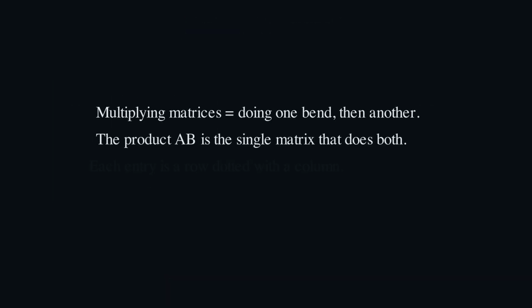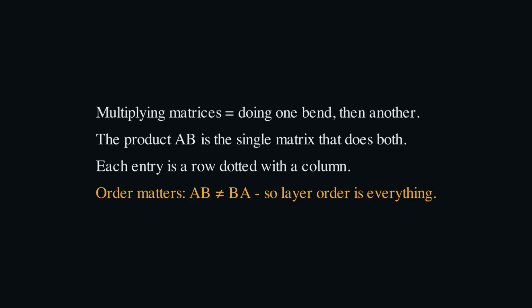In one breath, multiplying matrices means doing one bend, then another. The product is the single matrix that does both. Each entry is a row dotted with a column, and order matters, so AB is not BA. That is why the order of your layers is everything.